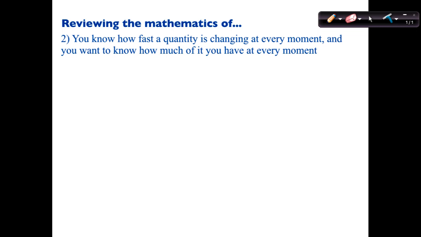And then based on that information, we want to know how much of it you have. And that's what we call accumulation, right? So the amount of that quantity accumulates as it's changing. That's what we're trying to come up with: the accumulation function based on the rate of change function. So this is how fast a quantity is changing every moment. That's a rate of change function. How much you have at every moment is what we call an accumulation function.